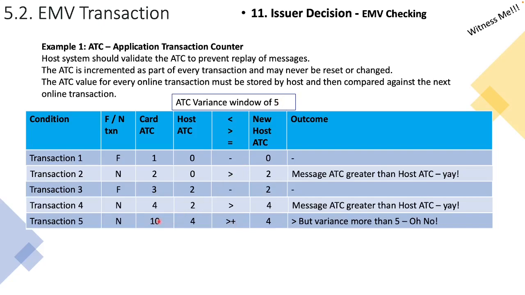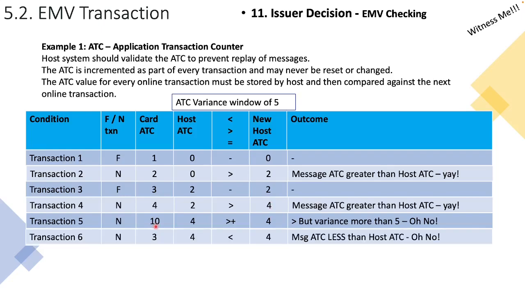So this is suspicious because we know the card is not capable of conducting more than 5 complete transactions offline. In this case, we're saying that there were 6. So what should happen is the host should decline the transaction, saying this looks suspicious, and it will not update its record of the ATC. It will maintain the previous one because it deems this to be suspicious.